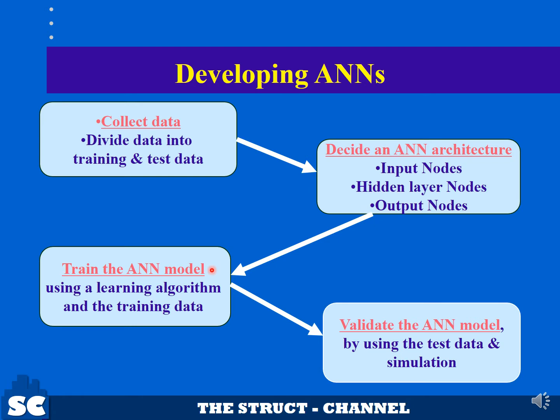The third step is you train the ANN model using a learning algorithm and the training data. In this process, there is an initial value of the weights, and the weights are modified as new data is processed for the training algorithm. Finally, after the training, you can validate the ANN model by using the test data and the error metrics. You can conduct simulation or parametric studies using the final model to check whether the model produces realistic results.